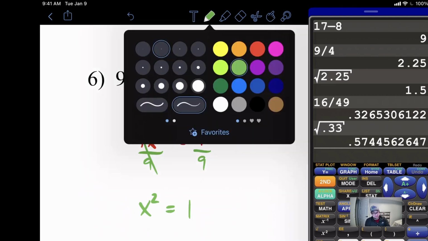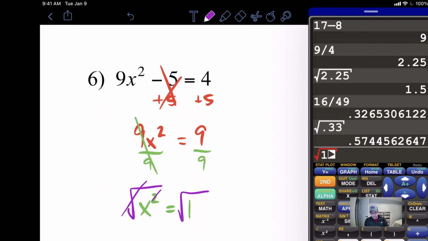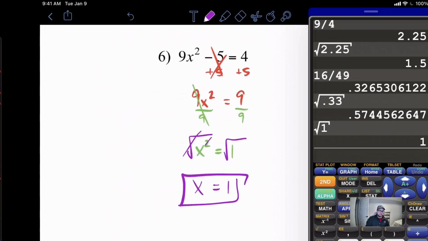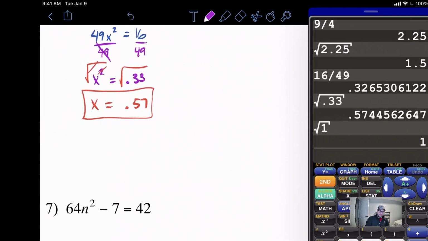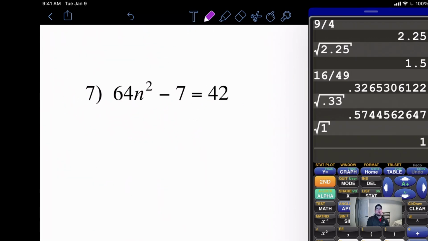Now, at this point, we get to take the square root of both sides, which makes this and this cancel. So I'm just left with x. And then the square root of 1, don't be afraid to punch it in, is just 1. So we are done right there. Nice job. Let's look at another one. I think we got 2 left, and then you guys are going to be working on your homework.